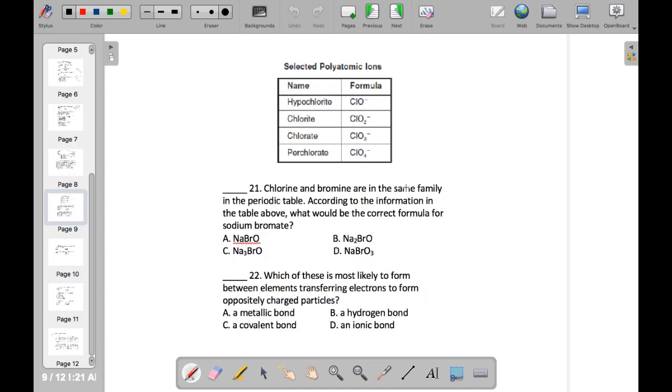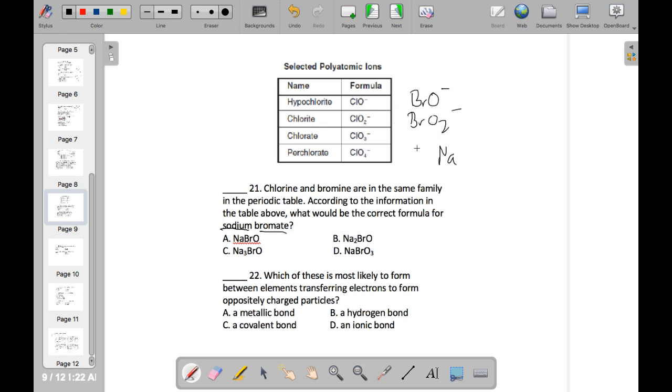Chlorine and bromine are in the same family in the periodic table. According to the information in the table above, what would be the correct formula for sodium bromate? Well, we know sodium is Na, and if chlorine and bromine are in the same family, they'll form exactly the same sort of anions with charges. So instead of ClO, it will be BrO. That would be hypobromite.